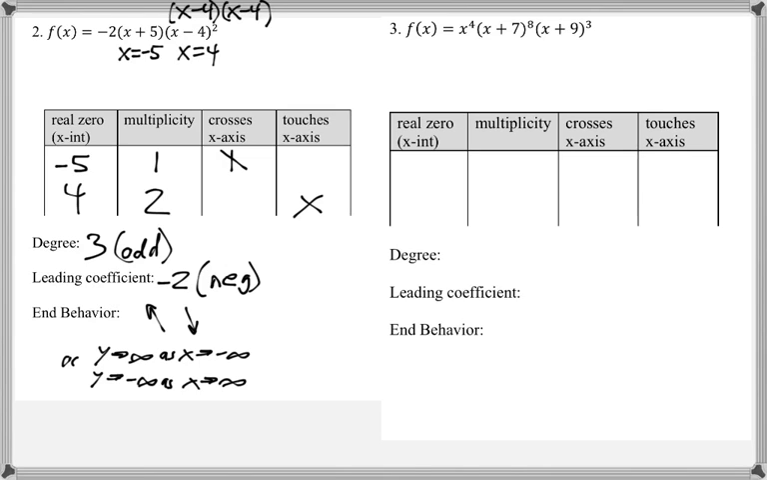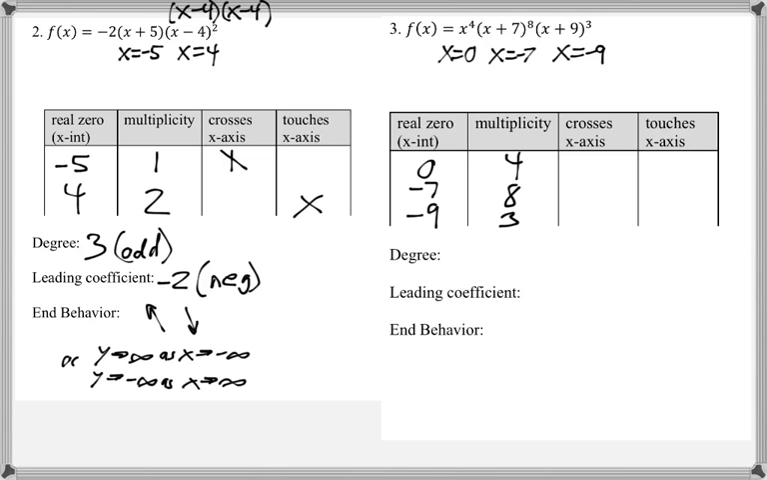Let's look at number 3. The x to the 4th, that would give you x is equal to 0 if you were solving. X plus 7 to the 8th, that would give you x is equal to -7. And the x plus 9 will give you x is equal to -9. So I'm going to have 0, -7, and -9. 0 has a multiplicity of 4 because of the exponent 4. -7 has a multiplicity of 8 because of its exponent. And -9 has a multiplicity of 3 because of its exponent.